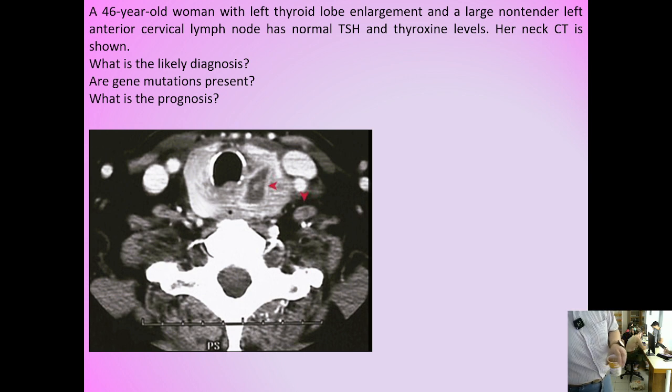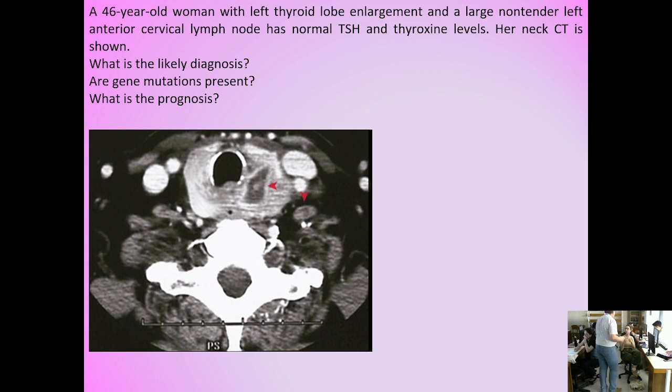Now, we have a 46-year-old woman with a left thyroid lesion. Have a look. Why is it dark in its center? What does this mean? It has to do with the nature of the lesion. You see that it is quite well circumscribed and it's dark. So what can this mean?